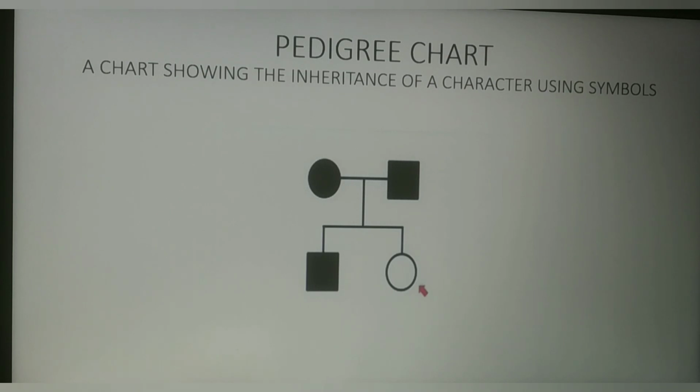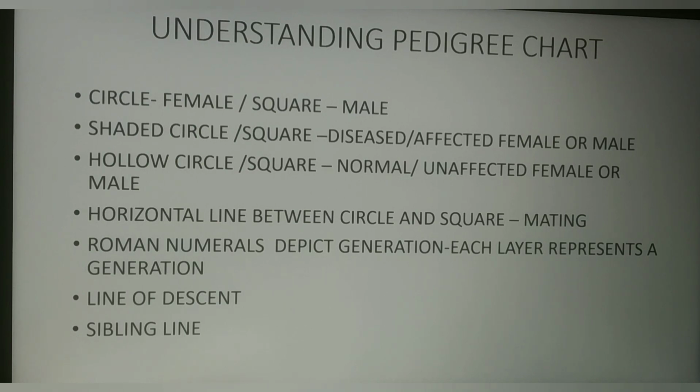Then normally in a pedigree chart we represent the generations. We can see two generations here. The first generation is the generation of the parents and the second generation is the generation of the children produced by the mating of the parents. In a pedigree chart we represent the generations using Roman numerals. So that is the pedigree chart. Understanding the pedigree chart: circle represents female, square represents male, shaded circle or square represents the affected female or male, or diseased female or male.